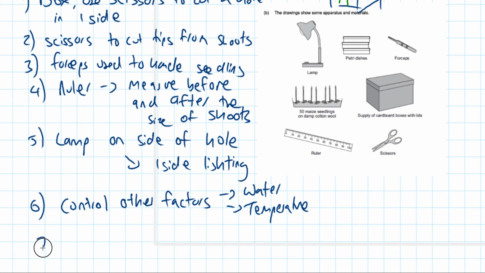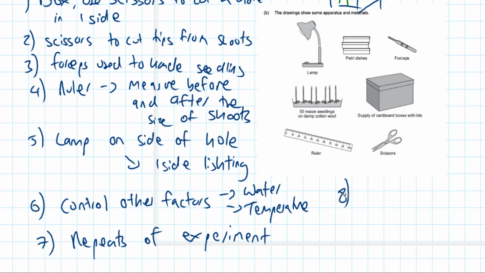Whenever we do any experiment, you should repeat. So there should be repeats of the experiment. So again, whenever you've got an experiment description, how can you repeat this experiment? And you should be able to repeat nearly all the experiments at GCSE. And again, that should be a key part of your method and experiment description.